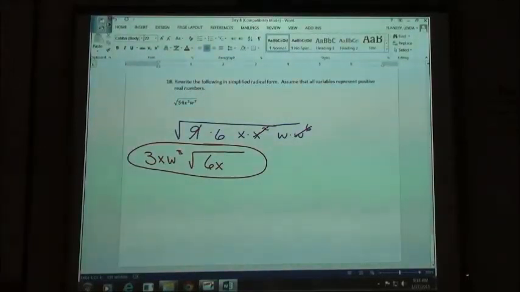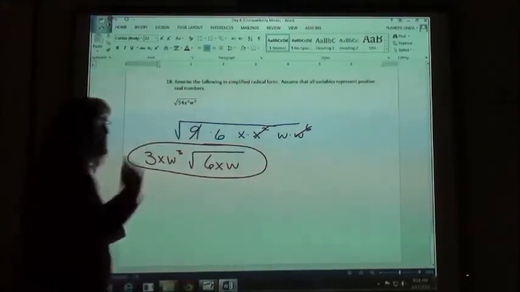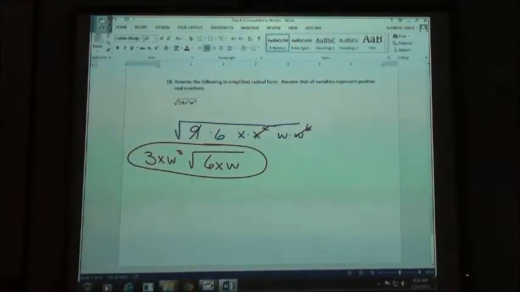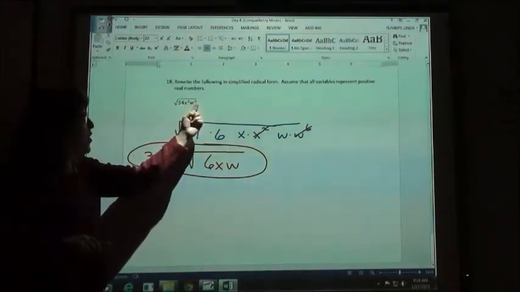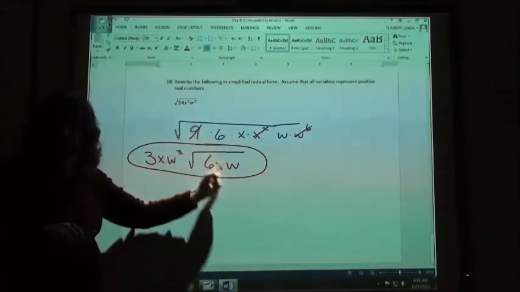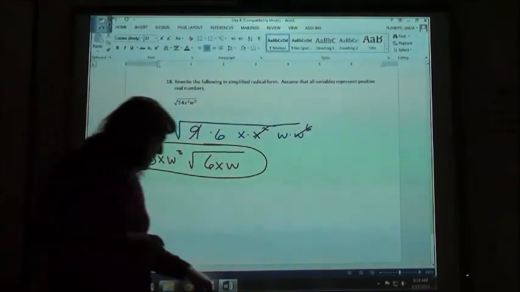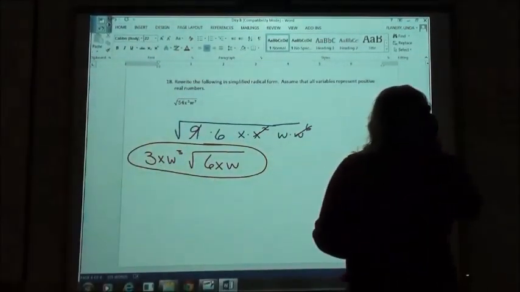What about the other w? Oops, gosh, what about that other w? I've got to put that one too. W. I forgot that one. Good thing Joel's paying attention. So, since both of these were odd, they both had a variable left over underneath my radical. Alrighty.